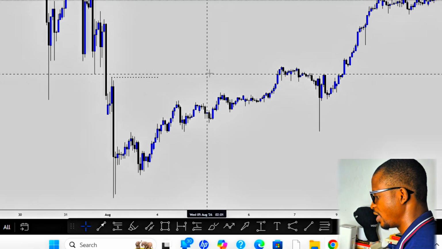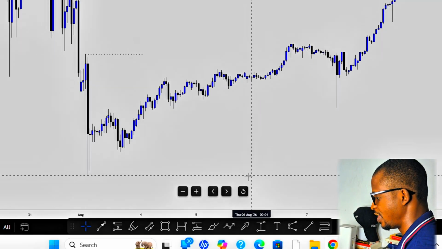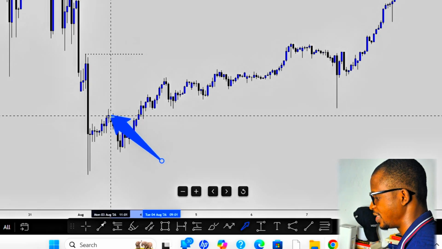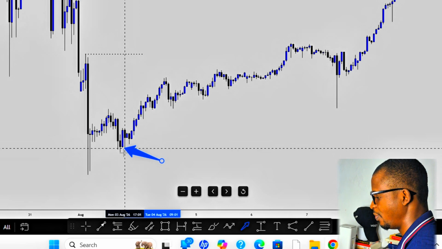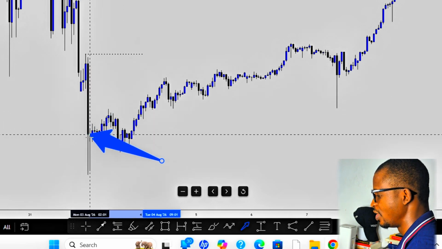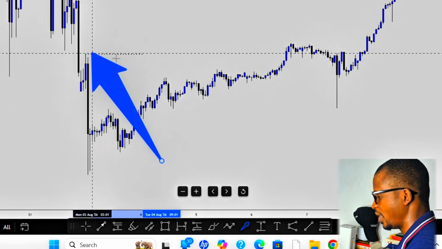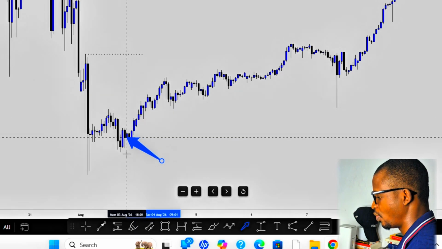So some guys will be like, okay, the moment the price gives me that signal here, they will be like, okay, let me go and sell. You understand? Look at this beautiful signal the market gave them. They will be like, okay, let me go and sell, not considering the massive imbalance, which is equally acting as the internal liquidity, coupled with the external liquidity sitting above. So look at what the price did.